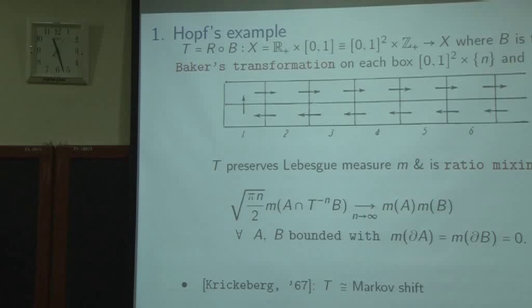Friedman showed that T is isomorphic to this Markov shift. So in fact, this is a Markov chain. It's irreducible and aperiodic. And it's weakly rationally ergodic. And the return sequence is the sum of the reciprocals of this. This kind of ratio limit theorem that Hopf proved actually holds not only for this transformation, but for all Markov shifts with something called the strong ratio limit property, which is kind of like that.